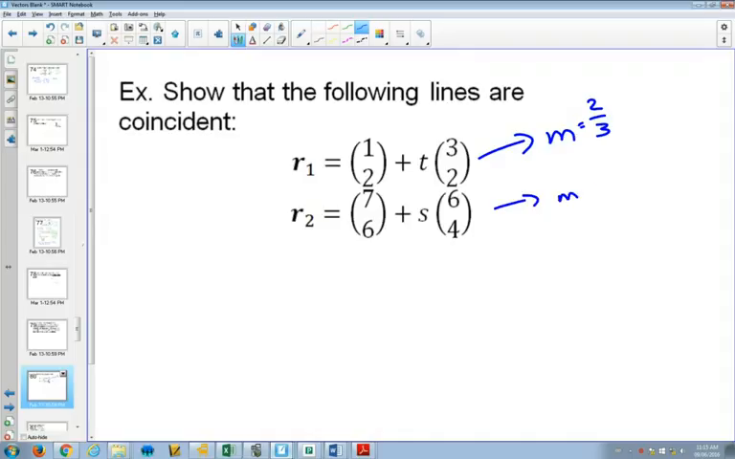And if I think of this one, my slope is 4 over 6, but if you had a slope of 4 over 6, you'd just say, oh, I could reduce that to 2 over 3. So we already know that these two lines are parallel. We're going to show that they're exactly the same.